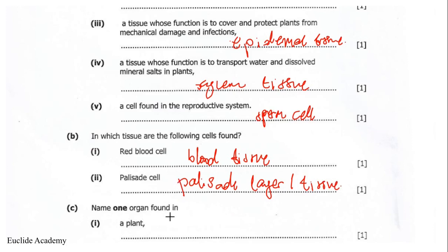Name one organ found in a plant. We can talk about the stem, the leaf, or the flower.